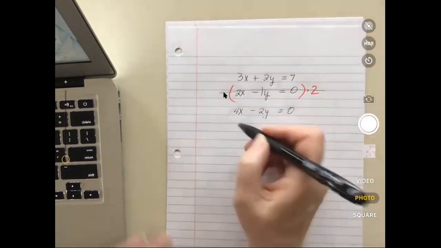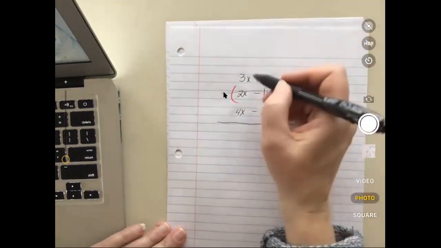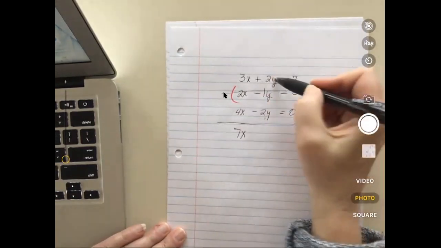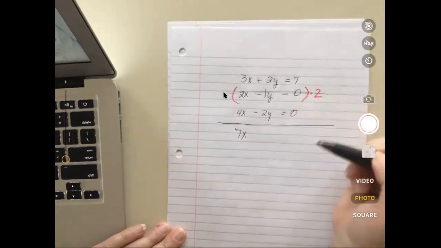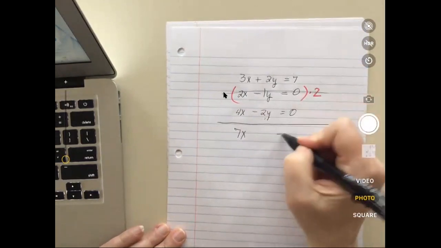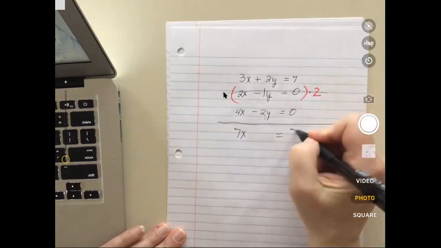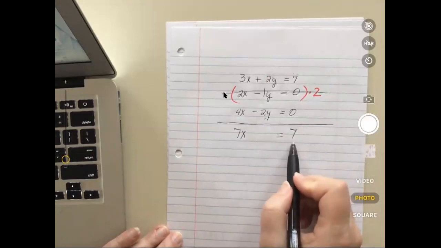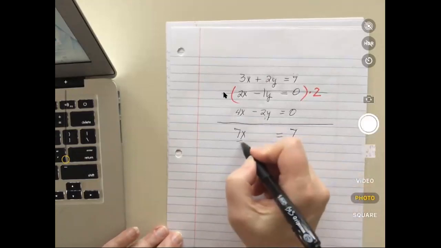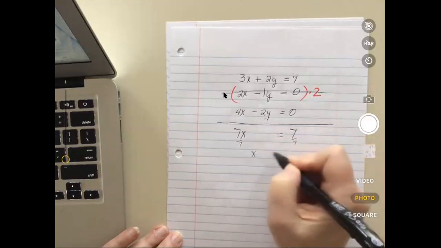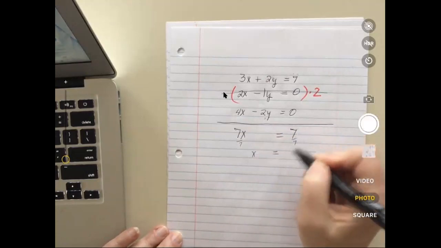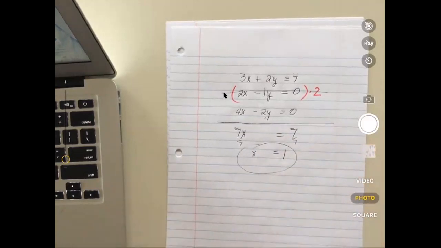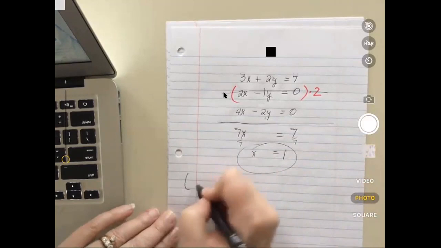So if I combine these together now, 3x and 4x, 7x. 2y and minus 2y, those are eliminated. And 7 and 0, that's 7. So if 7x equals 7, divide by 7, divide by 7. 7 divided by 7 is 1. X equals 1. There's my answer for the x part of the equation.